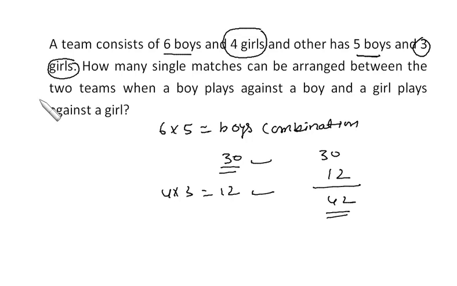Just repeat. One boy of this team has 5, then second boy 5 choices, third boy 5 choices. That's why we are taking 6 into 5, and for girls 4 into 3, right?